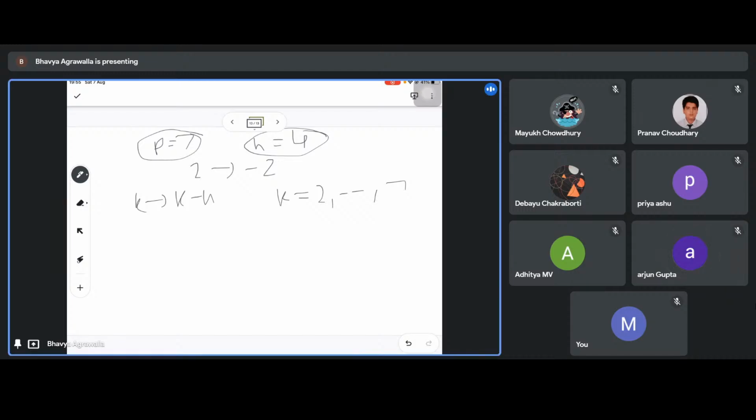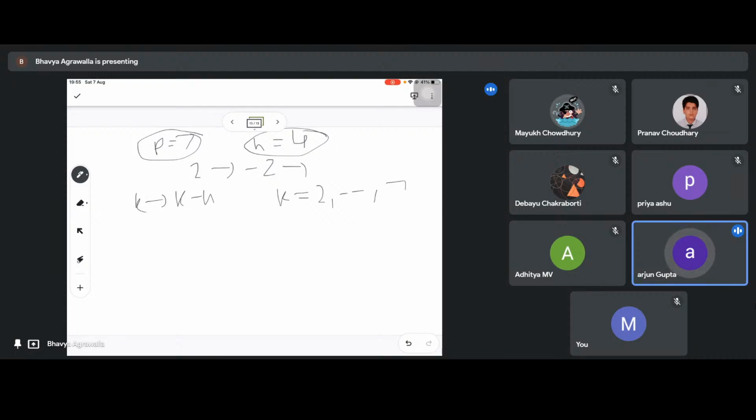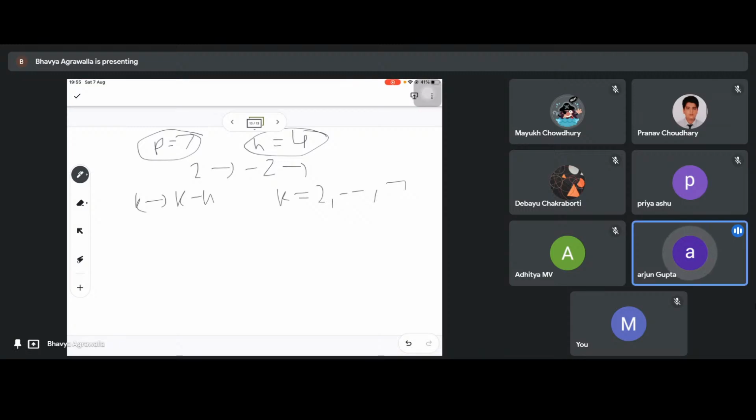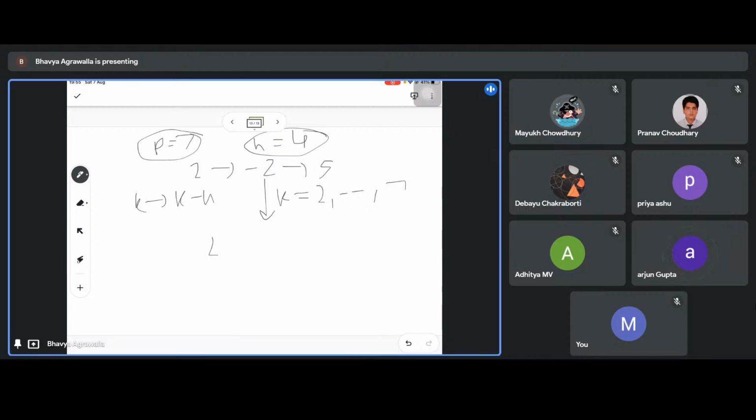Wait, I didn't get what you're trying to say. Basically we want to form a cycle in a graph, right? Yeah, we want to show that the graph is connected. So we start at any random point, say k equal to 2. We go to 2 minus n. Let's say we go from 2 to 5 in this example.